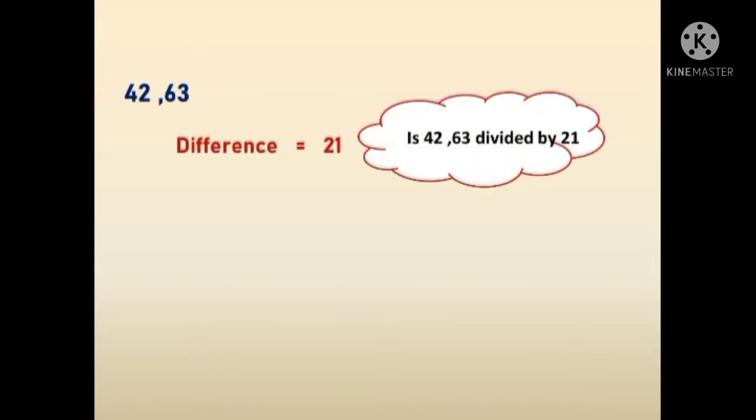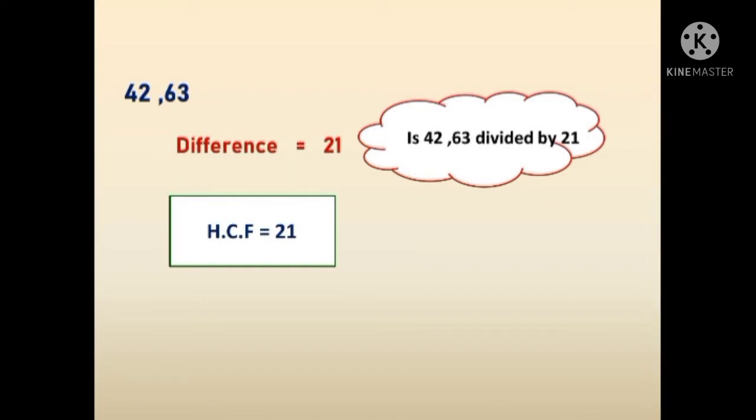Next we have to find whether the numbers 42 and 63 are divisible by 21. Yes, 42 and 63 are divisible by 21. So the HCF is 21 only. The problems we have solved so far are such that the numbers are divisible by the difference exactly. What happens if the numbers are not divisible by the difference exactly? Let us see that too in the next problem.